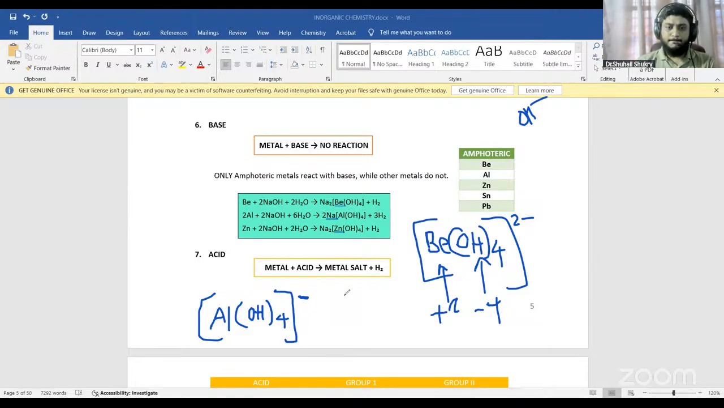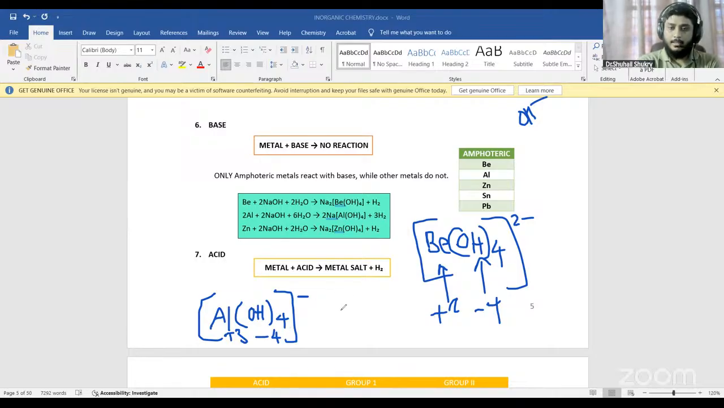Now if it is AlOH4 minus, what is this? One hydroxide is -1, 4 hydroxide is -4. Aluminium is a +3 metal, so we can put +3 here; +3 and -4 become -1. So this is the aluminate ion. AlOH4 minus is the aluminate ion.